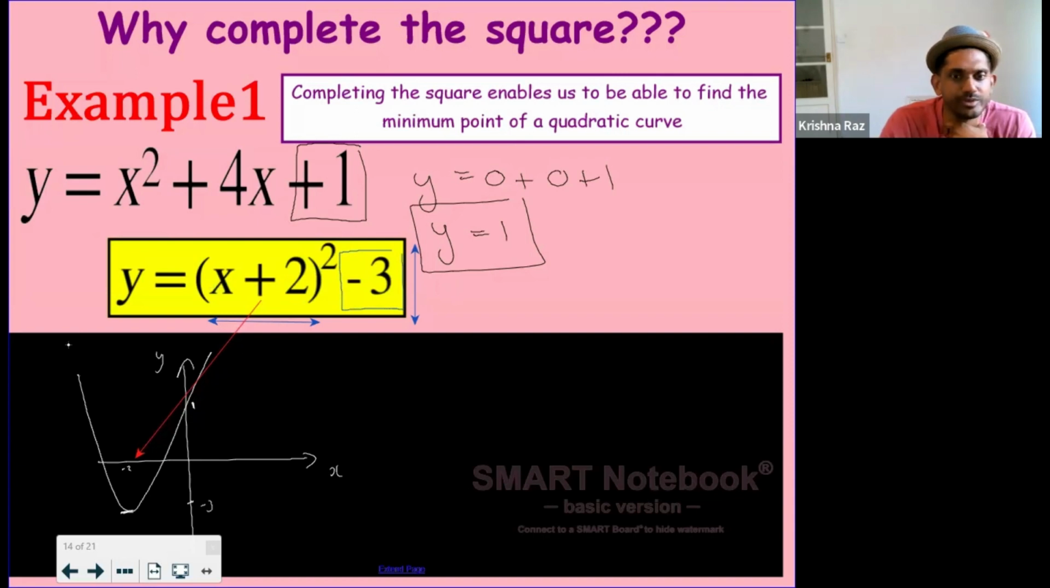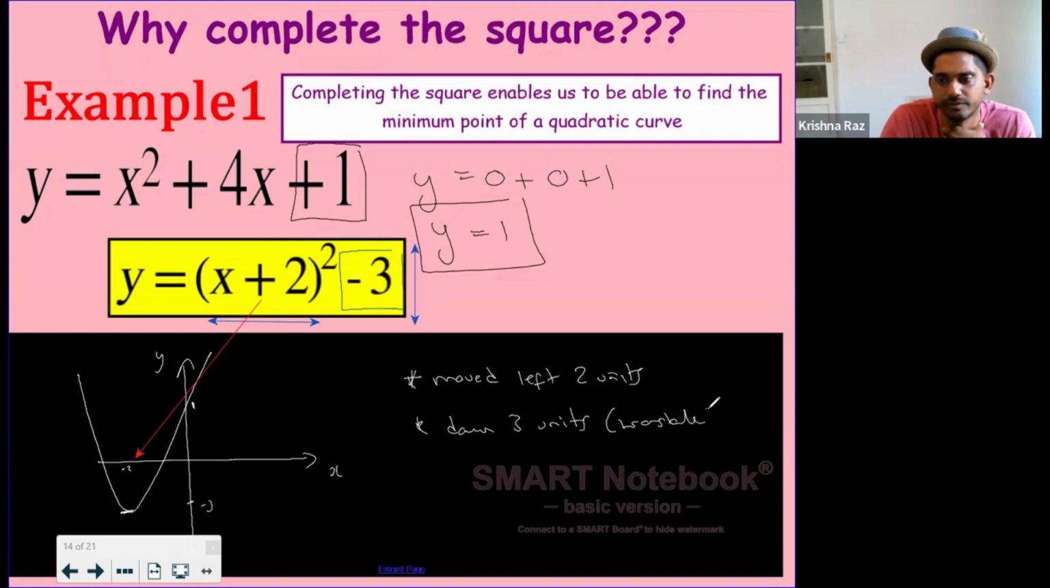So this graph will be translated by being moved left 2 units and down 3 units. Translated in both instances.